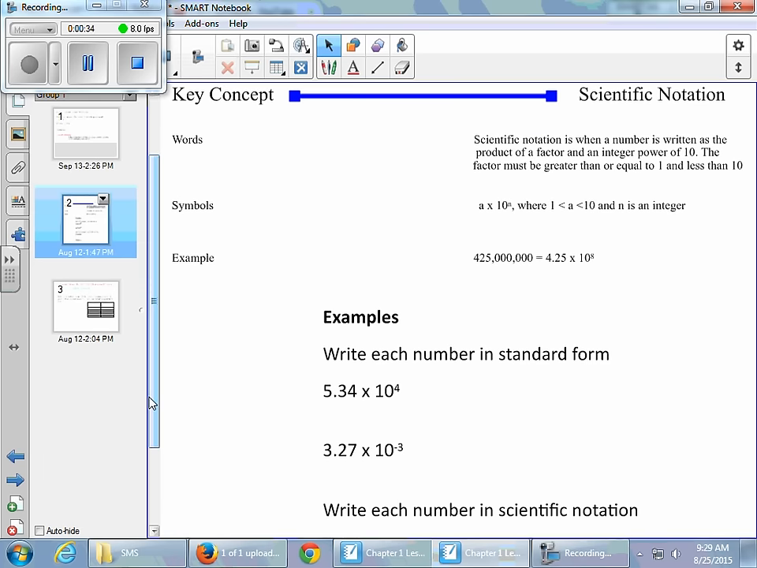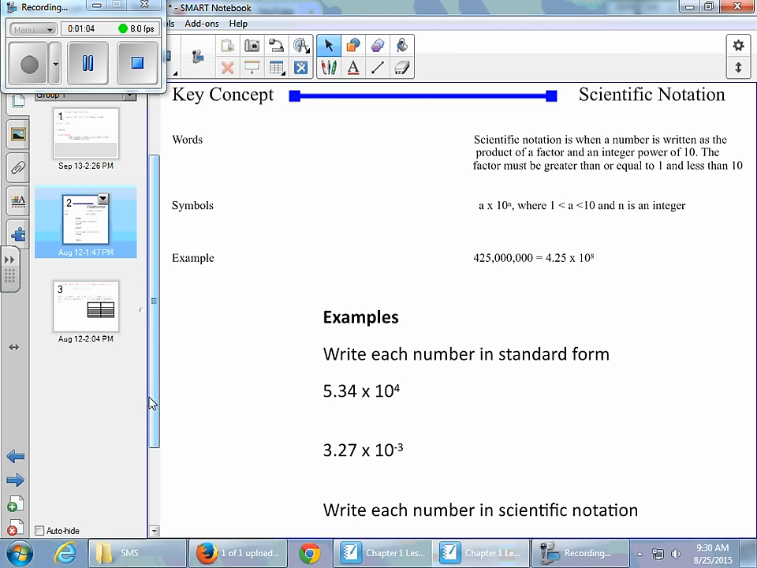Moving on, our key concept for this lesson is scientific notation. In words, scientific notation is when a number is written as the product of a factor and an integer power of 10. The factor must be greater than or equal to 1 and less than 10. In symbols, a times 10 to the nth, where a is greater than or equal to 1 but less than 10, and n is an integer. An example: we have 425 million. When you write that it comes down to 4.25 times 10 to the 8th.